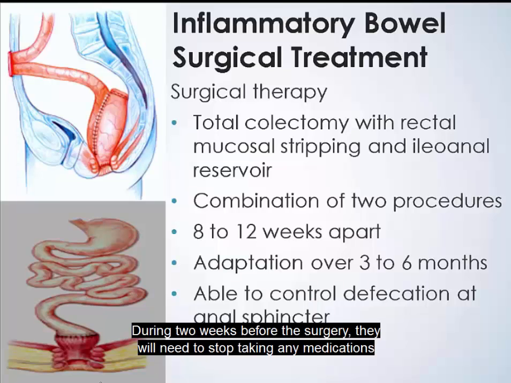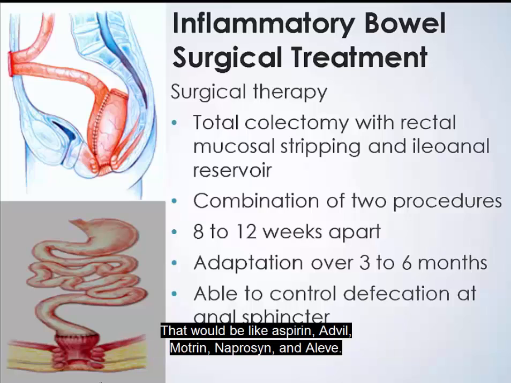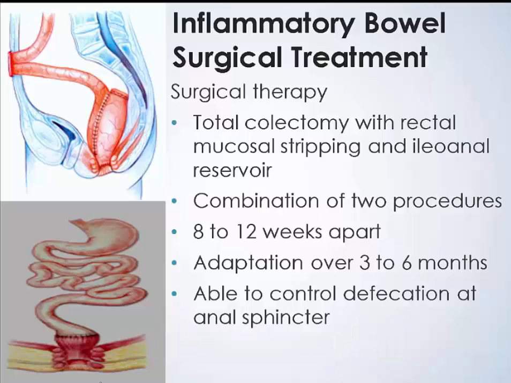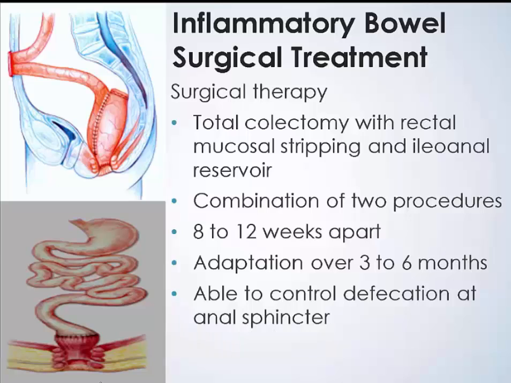During the 2 weeks before the surgery, they will need to stop taking any medications that would make it harder for the blood to clot, like aspirin, Advil, Motrin, Naproxen, Aleve. They would need to stop smoking as it impairs the healing process. The top picture shows how it would be done if it was performed in 2 stages. In the first stage, a temporary ileostomy is created to divert the intestinal stream during healing of the ileoanal pouch. After a period of time, the ileostomy is reversed.